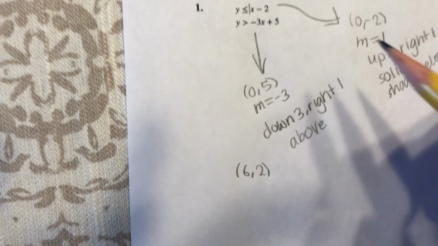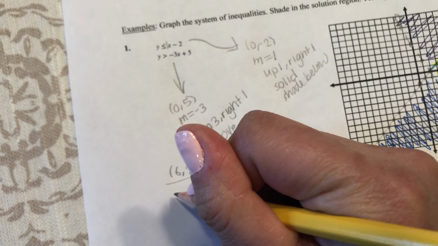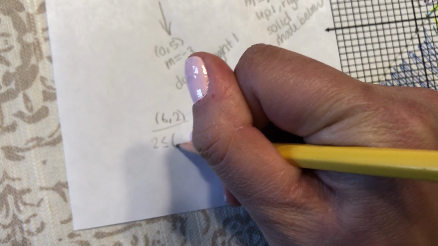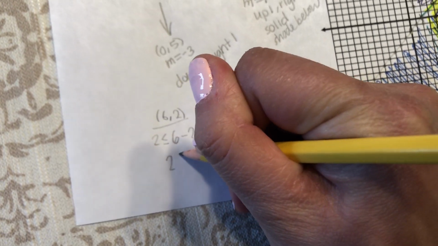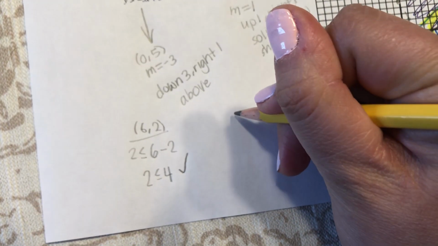And remember, it has to satisfy both. And it should, because my graphs are pretty accurate. So let's plug in. Can you see? 2 is less than or equal to 6 minus 2. 2 is less than or equal to 4. That's correct. I'm going to plug into the other one.